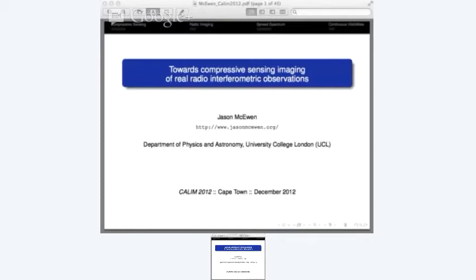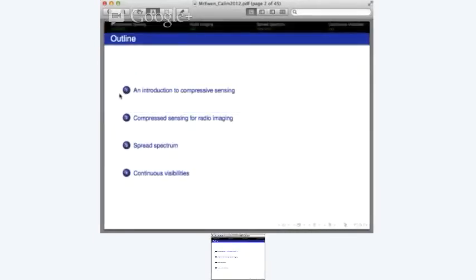how it can then be applied to radio interferometry. And then two particular projects we've been working on lately with this intention of trying to take things closer to the realistic setting.